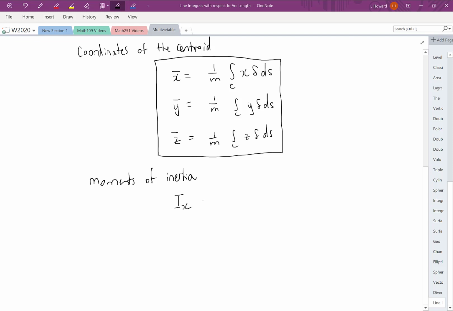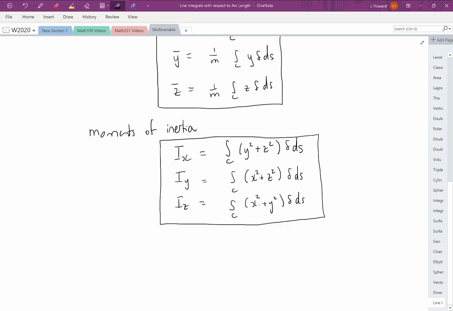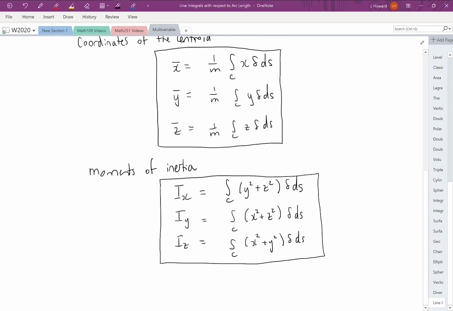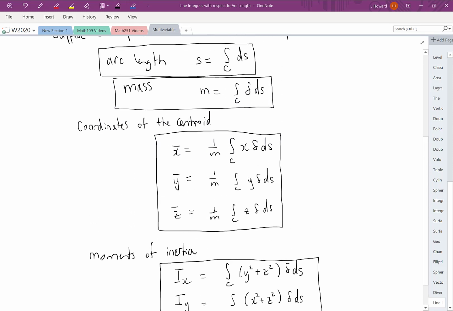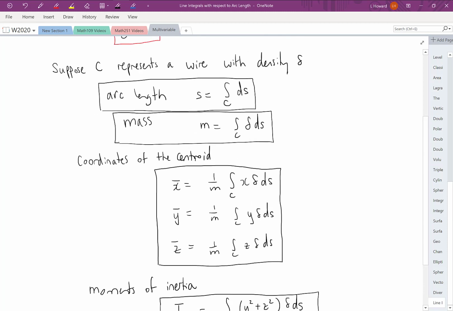So if we want the moment of inertia with respect to the x-axis, we would take the integral along our curve C of y squared plus z squared delta ds. And similarly, we could look at the other 2 moments of inertia with respect to the other 2 axes. And in each case, our integrand is going to be the sum of the squares of the other 2 variables. So for I sub y, the integrand would be x squared plus z squared delta ds.